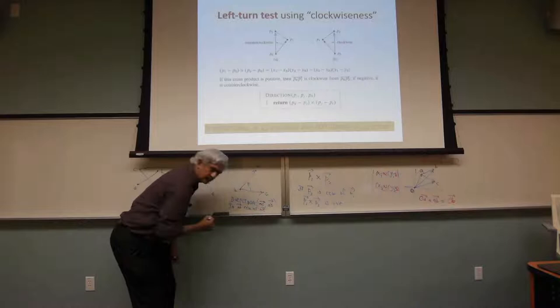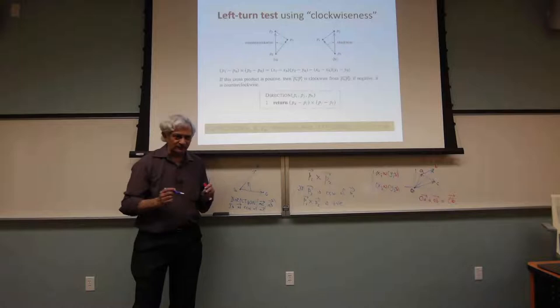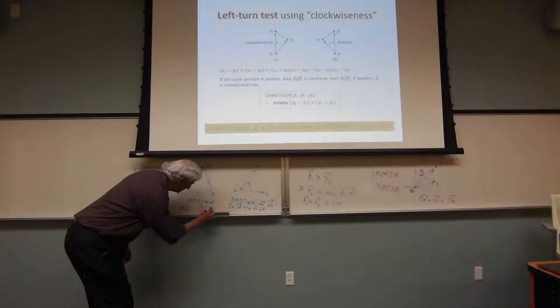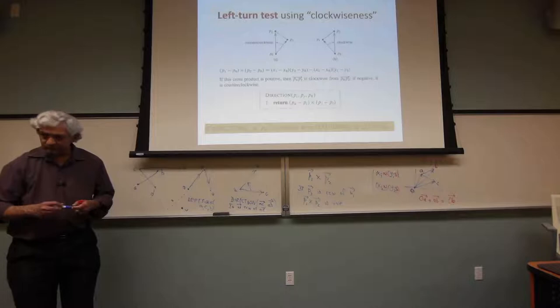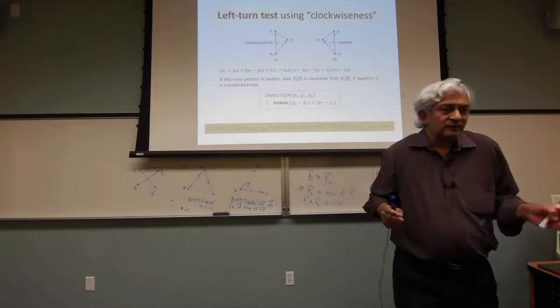What I'm saying here is that this is the same as a left turn test that says I drive from A to C and then go to B. Is that a left turn? So this is the same as a left turn test where I go from A to C then to B. These two are the same. You believe it? Everything okay here? So therefore, it's pretty much the same code. I just have to interpret it differently. Good?